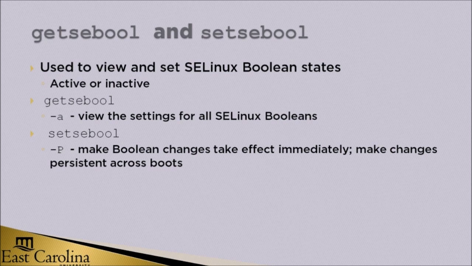When you need to view or change the state of SELinux booleans, you'll use getsebool or setsebool. getsebool allows you to view the state of the SELinux booleans. Adding the -a switch will allow you to view the settings for all SELinux booleans. When using setsebool, you can change the state of SELinux booleans. Adding the -P switch makes boolean changes take effect immediately and makes the changes persistent across boots.